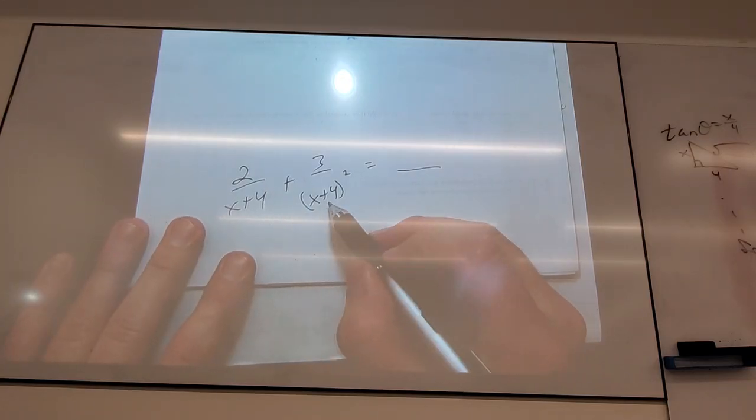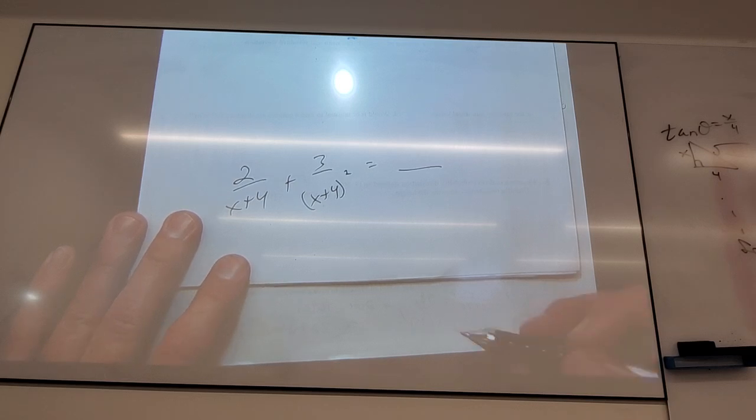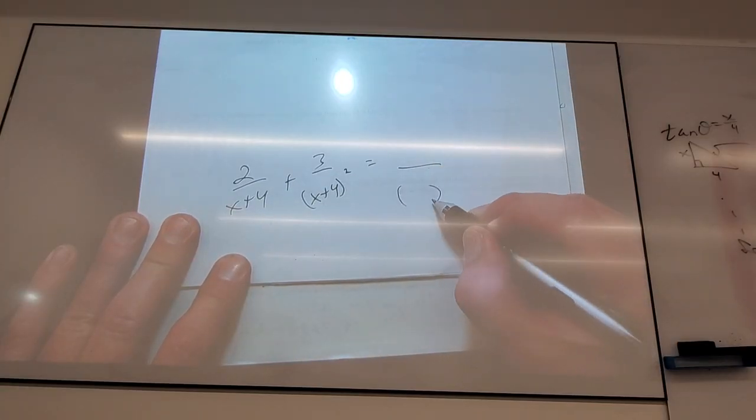What would the LCD be? Who needs something? Do they both need something? No. What's the only one that needs something to make the bottoms the same? The 2 over x plus 4. Yes. So what will the answer's bottom end up being?